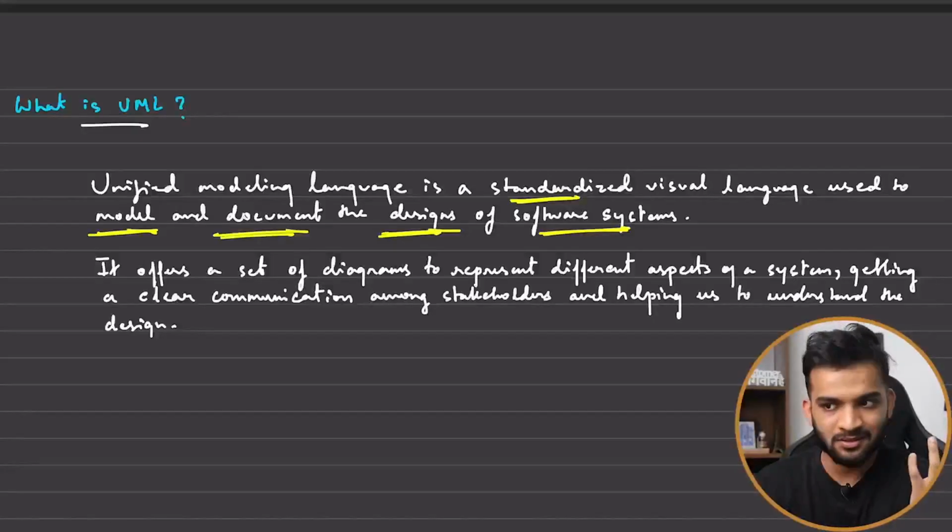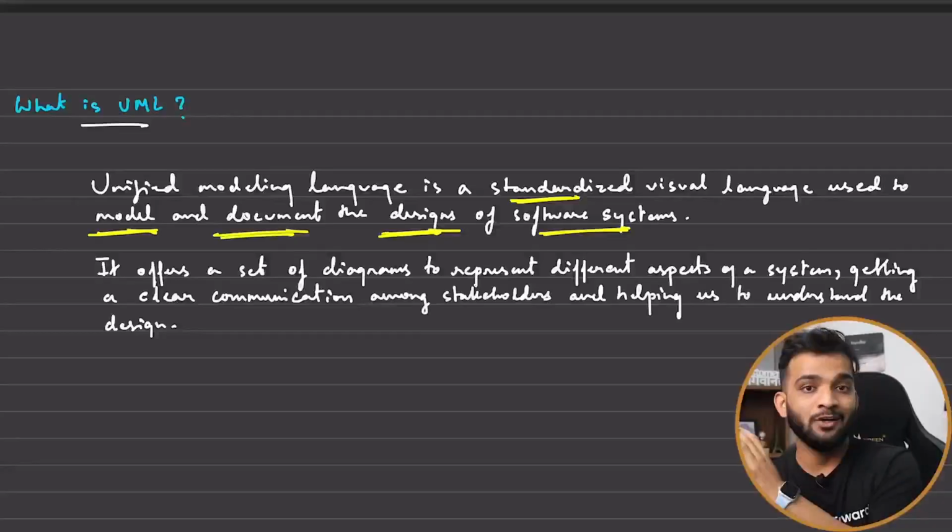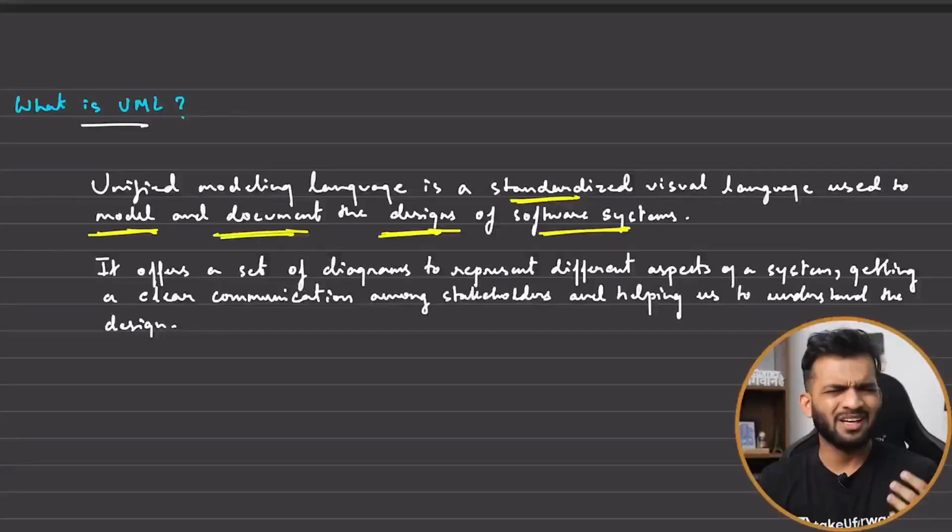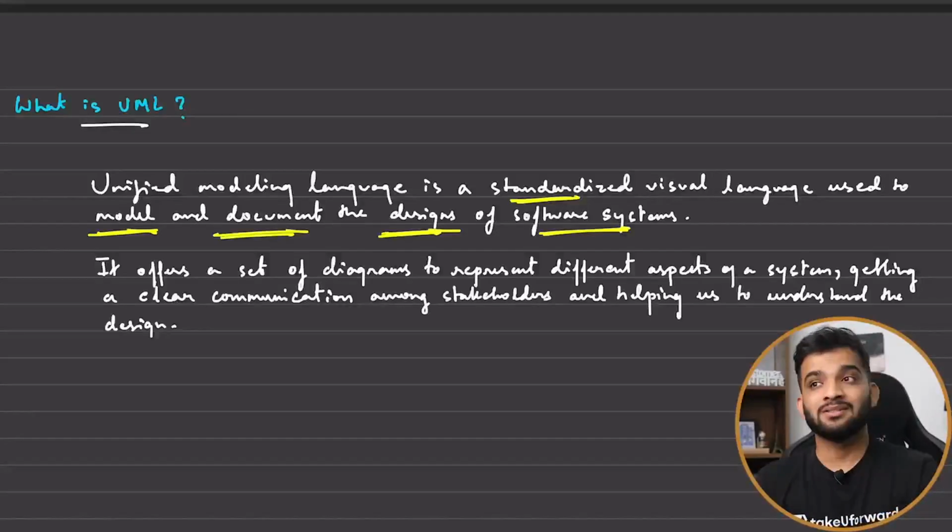Now, one of the ways is you write the entire code and you show them, okay, this is how it works. But does it make sense? Everyone will not be able to understand code. Someone like a product manager will be clueless about it.